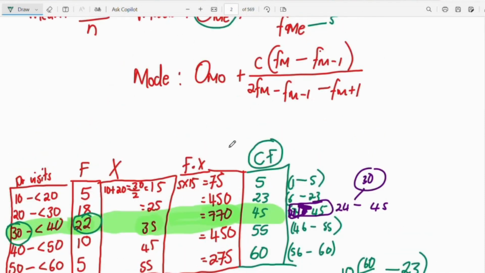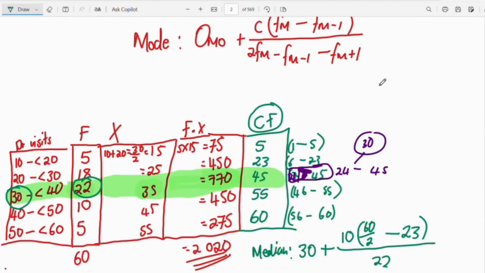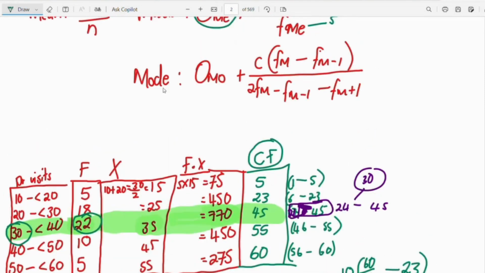Right? Now, let's look at our mode. So I'd like to write the mode just here so that we can look at the formula. With regards to mode, we just want to check where is the highest frequency. So when you're looking at the mode, you just want to look at where is the highest frequency. That's all.